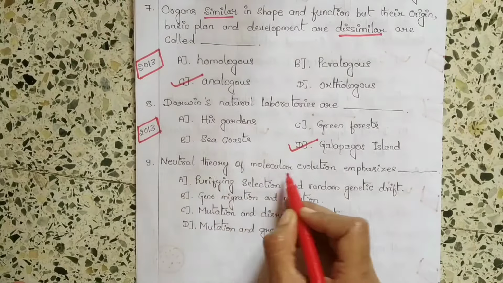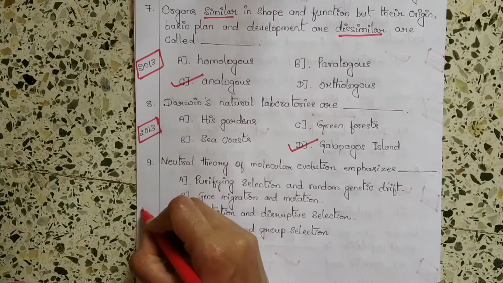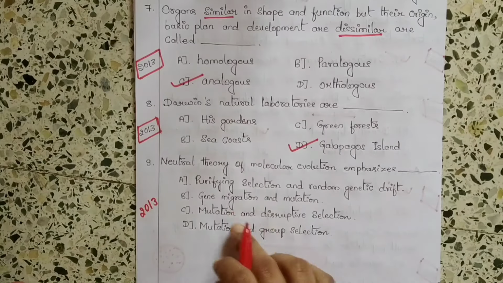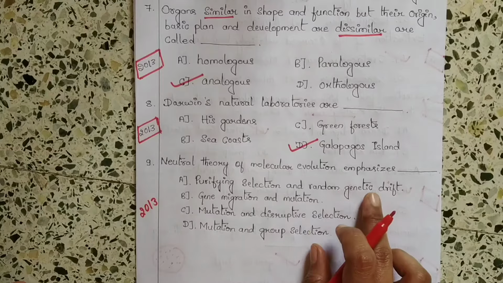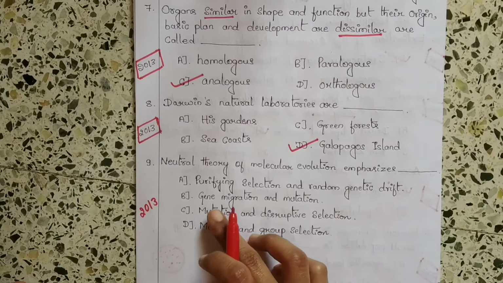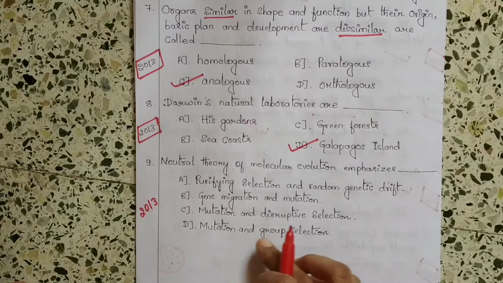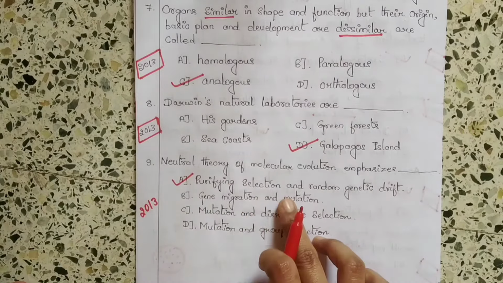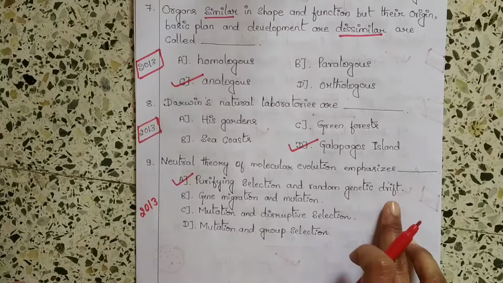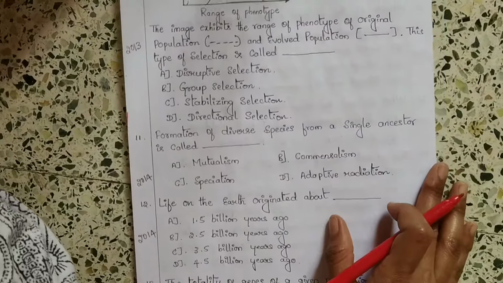Neutral theory of molecular evolution emphasizes, which was also asked in the year 2013. Option A, purifying selection and random genetic drift. Second option, gene migration and mutation. Third option, mutation and disruptive selection. Fourth option, mutation and group selection. The answer for this is A, that is purifying selection and random genetic drift. Okay. Let us move on to the next question.